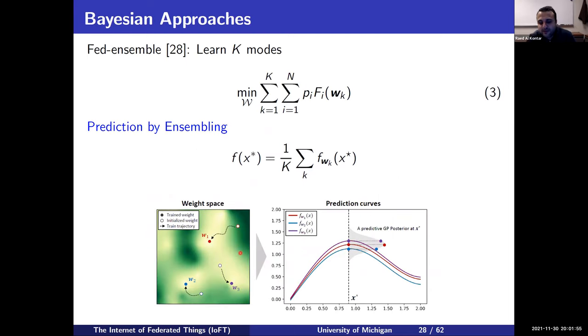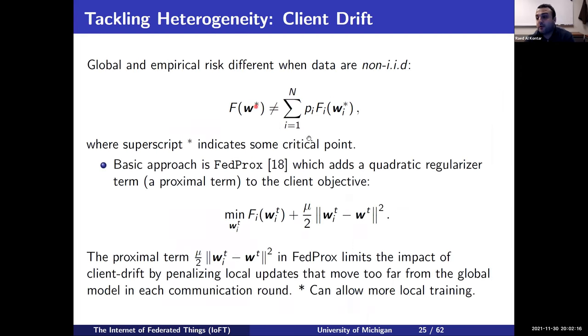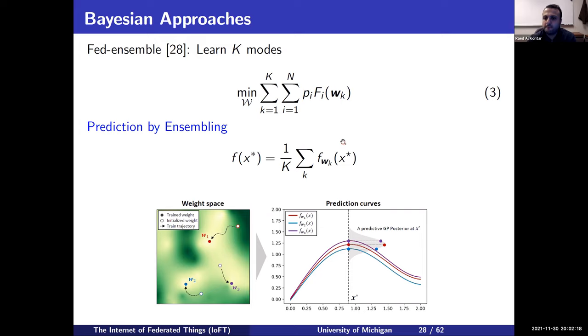Here, although there is not much work from a statistical or probabilistic perspective, there is some work that is trying to do global modeling from a Bayesian perspective. The goal is to do some uncertainty quantification. One such method is Fed Ensemble, and Fed Ensemble asks a simple question. Instead of collaborating to learn one W, one global model, what if we learn K models? And those K models can then be used for uncertainty quantification.